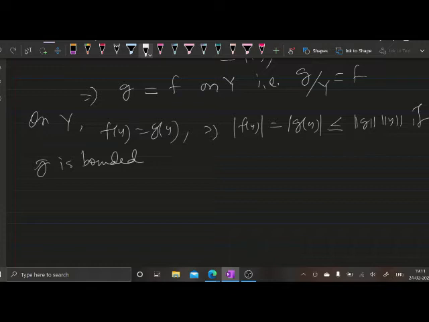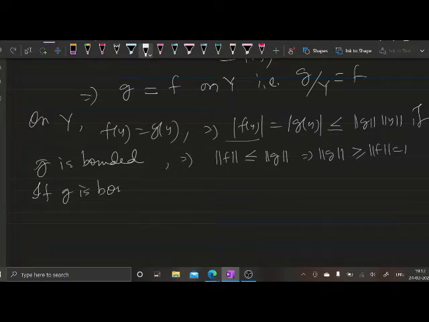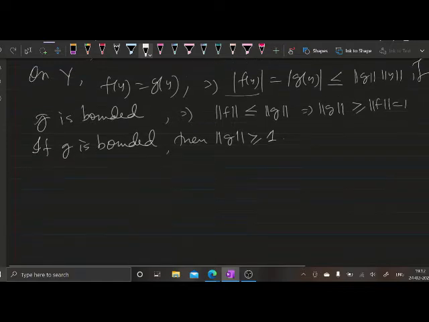If G is bounded, then since mod of f y is less or equal to norm G into norm y, we can say that norm f must be less or equal to norm G. So if G is bounded, then norm G must be greater or equal to norm f, which is 1. I do not know whether it is bounded or not, but if we suppose that G is bounded, then we must have norm G greater or equal to 1.